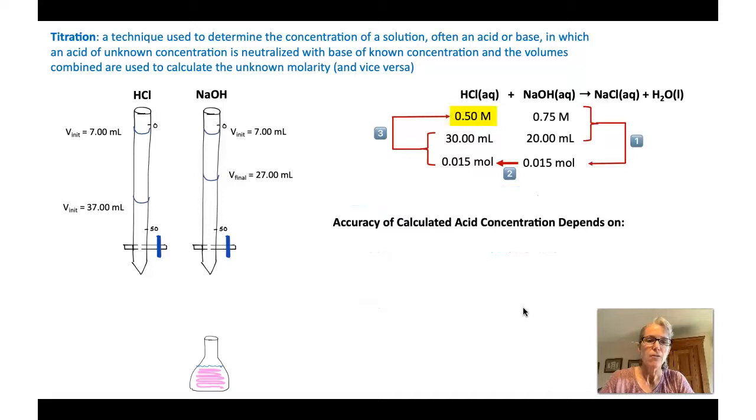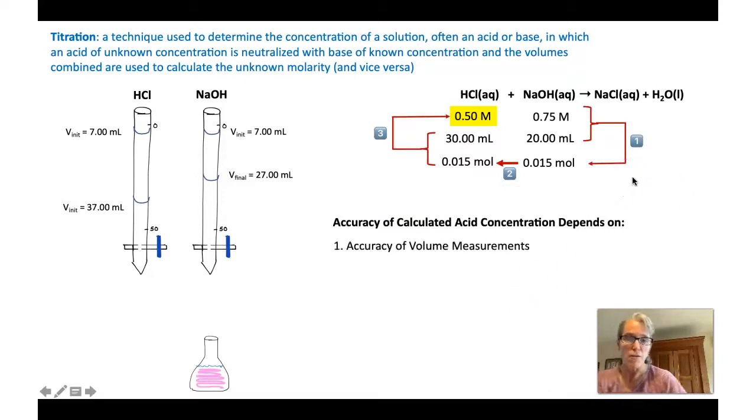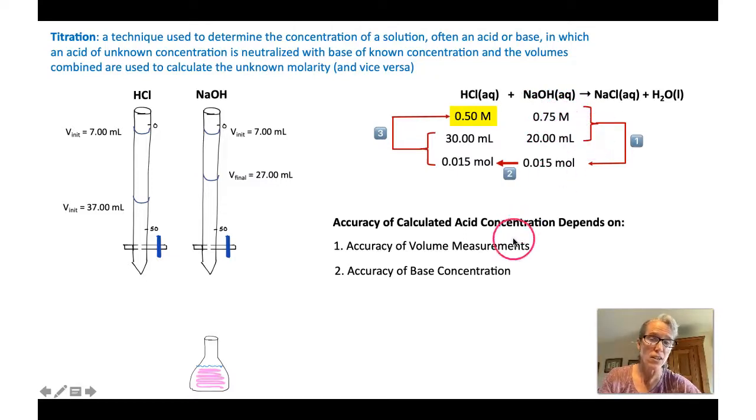Okay, now the accuracy of this calculated acid concentration depends on two things. The first we already talked about, the accuracy of the volume measurements, which we've covered with the burettes and the phenolphthalein. But it also depends on the accuracy of this number, the concentration of the NaOH, okay, because we're using that in the calculations. All right, well, let's think about that and what we can do to improve that accuracy.